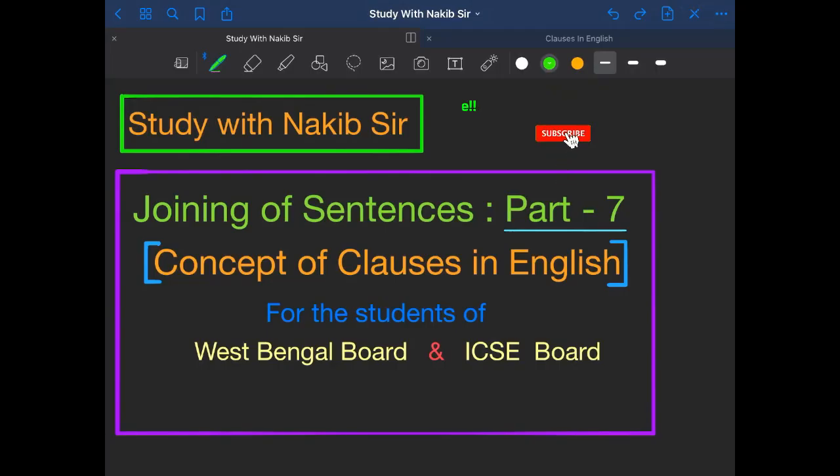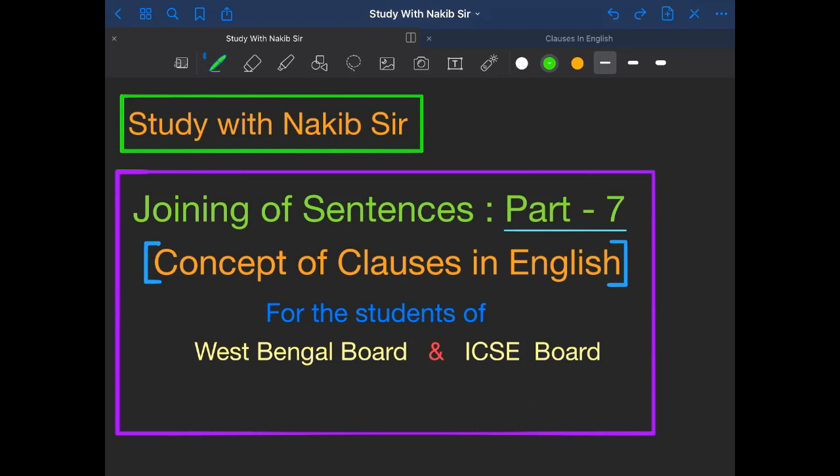Well, welcome back students. We have finished 6 parts of the lesson series on joining of sentences for the students of West Bengal Board and the ICSE Board. In these videos, we have learned how 2 or more simple sentences can be combined into a single, complete, simple sentence by using those 6 elements of grammar. The series has still 3 or 4 parts, in which we will learn how to combine the given sentences into a complex sentence, a complete complex sentence.